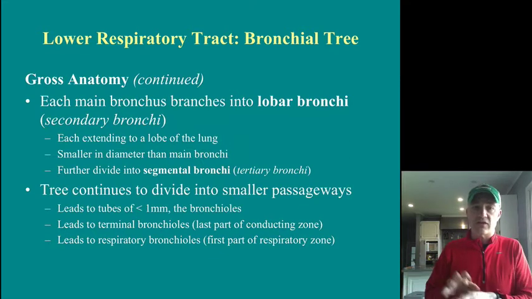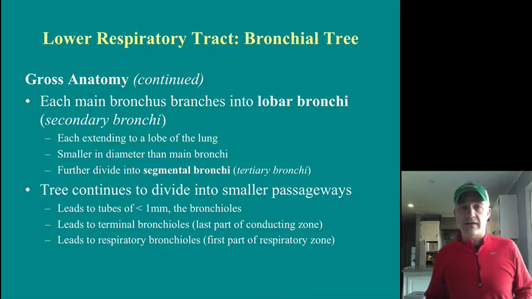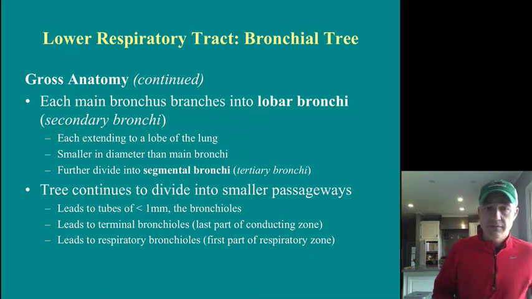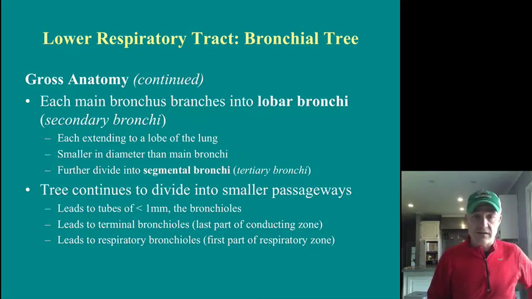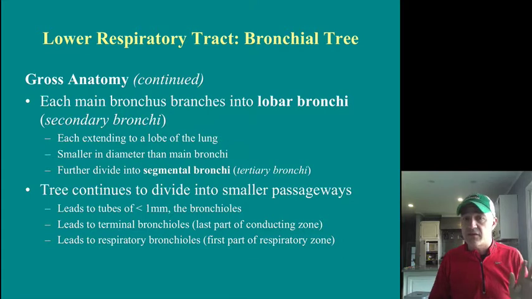These are then going to branch again to go out to each lobe of the lung. So you have 3 lobes on the right side, 2 lobes on the left side. These are going to branch in each of those. These are what we refer to as secondary bronchi, that then go and start subdividing to each of the little segments of the left and right lungs, which are called tertiary bronchi.